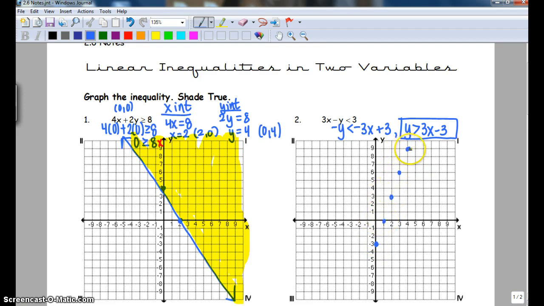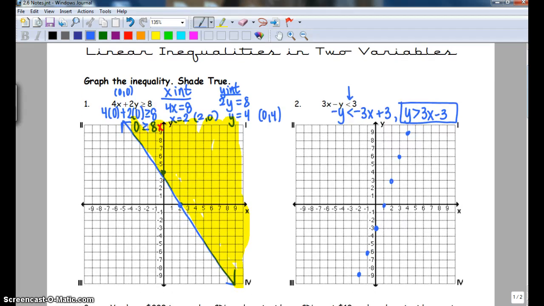Again, I don't care which method you use to graph, as long as I have some sort of work knowing how you did this. Now notice you have a less than symbol here. There is no line underneath it. That means that our line is going to be dotted.